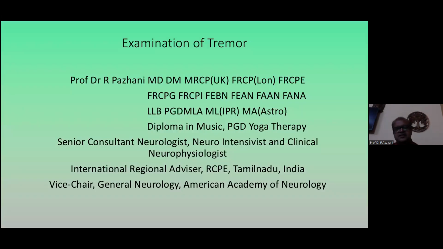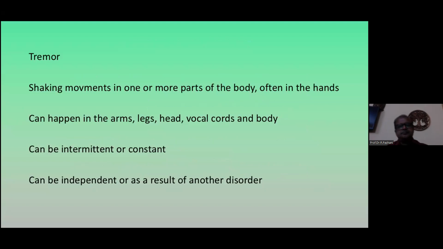So my topic is on examination of tremor. Tremor is shaking movements in one or more parts of the body, often in the hands. And the typical technical definition is it's oscillation of muscles. It is flexion and extension of a group of muscles, and it is a rhythmic movement. It's more like a medical technical definition, but in simple terminology, it is shaking movements in one or more parts of the body, often in the hands.